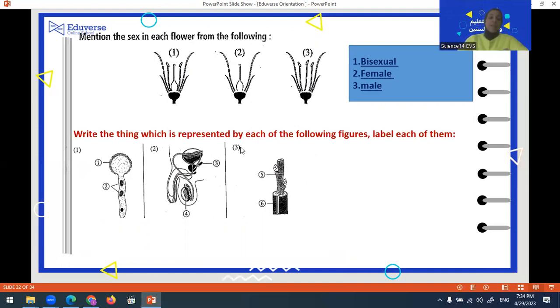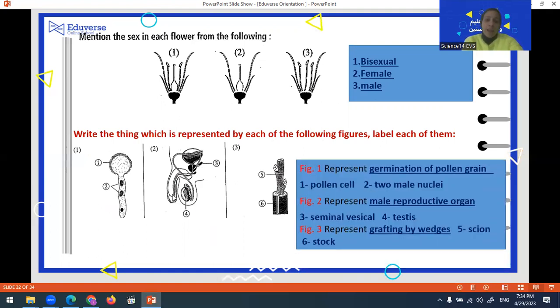Right. Let's please write the thing which is represented by each of the following figures, label each of the following. For example, what is this? This is a germinated pollen grain. Excellent, or the germination of the pollen grain. Type. What is number 1 here in this figure? It's the pollen cell itself. And number 2, it is the two male nuclei, the 2 male nuclei that we need to reach inside the ovary, to enter the micropyle and to fuse with the ovule.